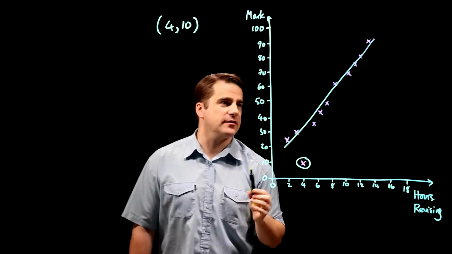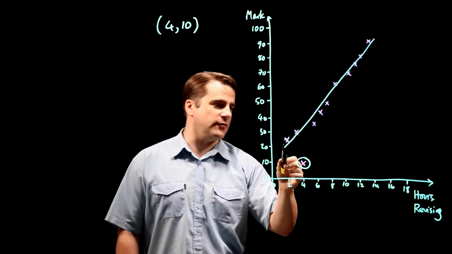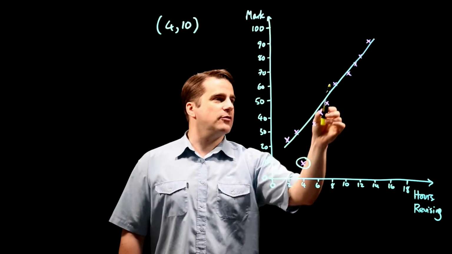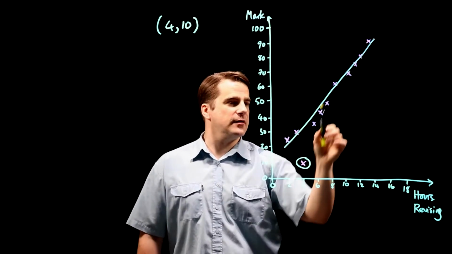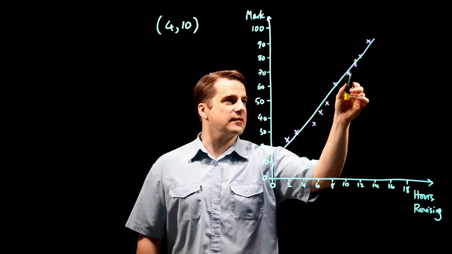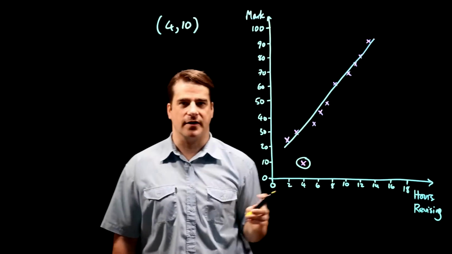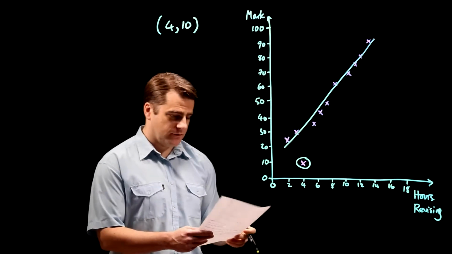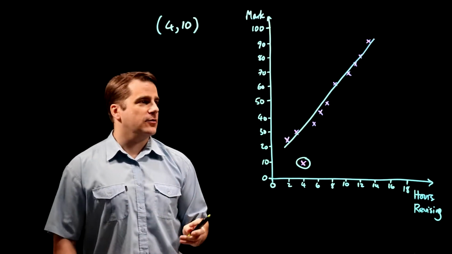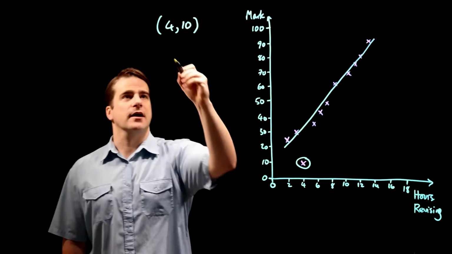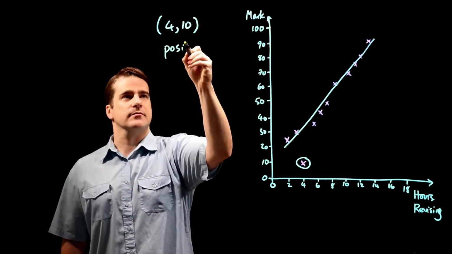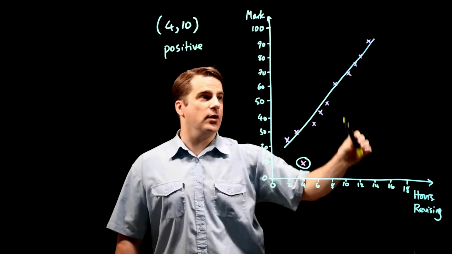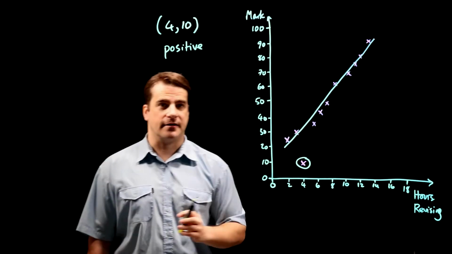Have I got the same number of points above the line as below? I've got 1, 2, 3, 4 above it, 1, 2, 3, 4 below it, and maybe 5 below it and 1 on it. Not bad, that's good enough. Okay. Right, describe the correlation. Well, it's a positive correlation. Okay, correlation is positive because it's like that. Were it like that, it would be negative.